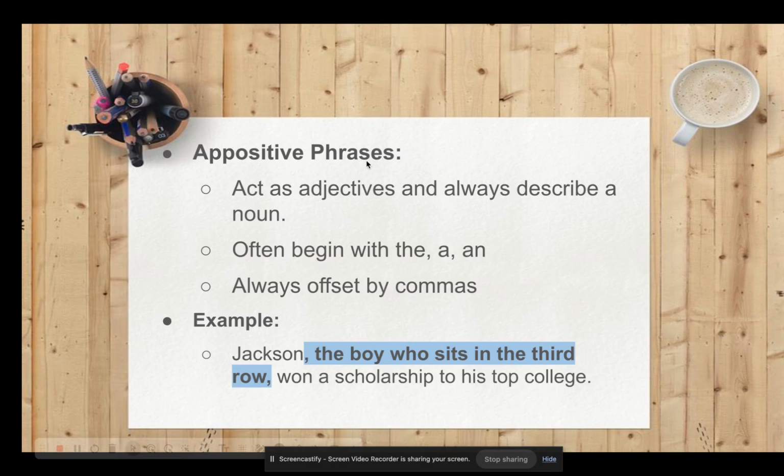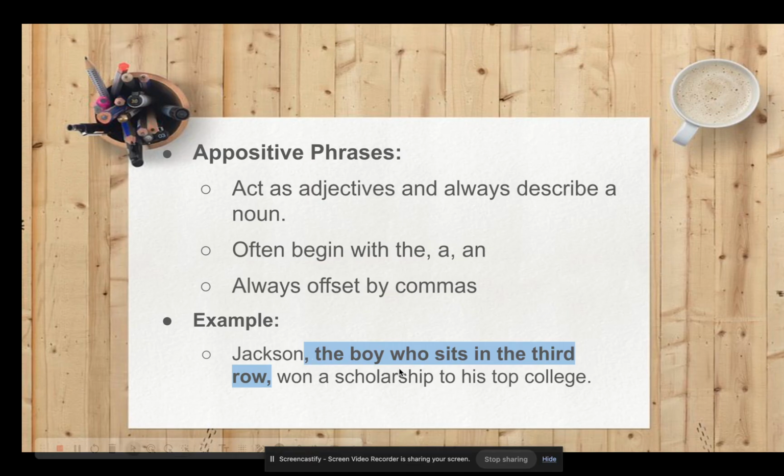So let's start with an appositive phrase. You've already learned this. I know this is a review. They act as adjectives, always describe a noun. They often begin with the three words the, a, and an, but they do not have to, but they often do. And there are our articles. And they're always offset by commas. So not every phrase and clause is offset by commas, but appositive phrases always are because they're interrupting the sentence. You don't need them.